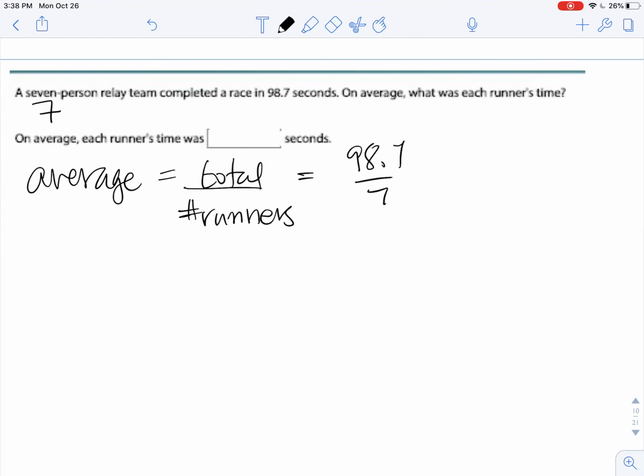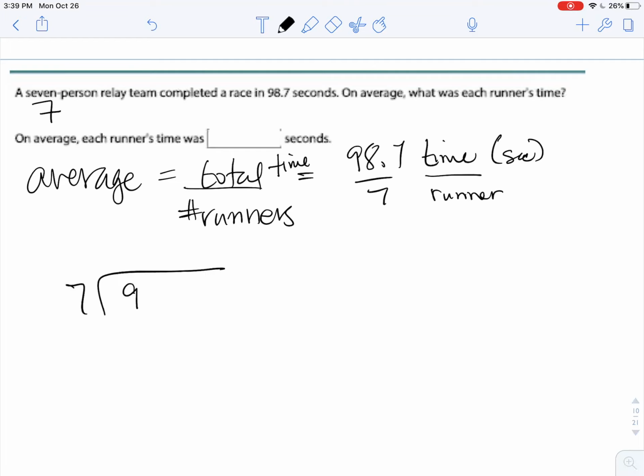A 7-person relay team competed in a race in 98.7 seconds. On average, what was each runner's run time? Okay, so the average equals the total time divided by the number of runners, because we want the time per runner. And time is 98.7 seconds, and runner is 7. So that means 7 goes into 98.7. Let's bring up the decimal. 7 goes into 9.